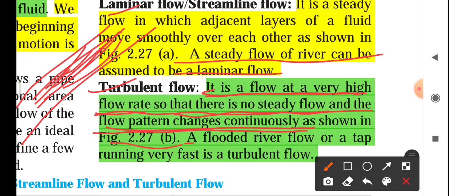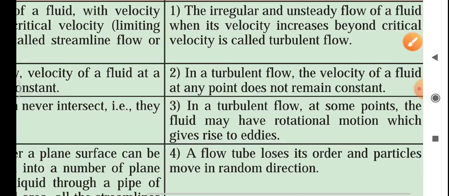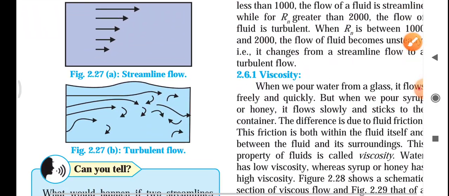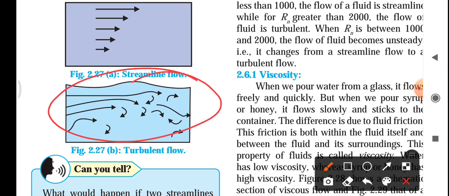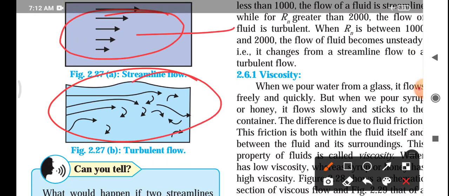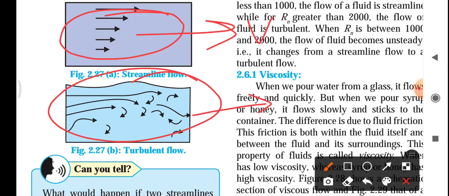Just now we have seen a flooded river flow or a tap running very fast in a turbulent flow. जे मुव्हिंग आहे, टर्बुलन्स आहे तो खूप जास्त आहे, इथं डिस्टर्बन्स खूप जास्त आहे, इथं डिस्टर्बन्स कमी आहे. हा कॉन्स्टंट वेलॉसिटीनं मूव्ह होतो, हा नॉन कॉन्स्टंट वेलॉसिटीनं मूव्ह होतो. वेलॉसिटी चेंजेस हिअर. हिअर वेलॉसिटी इज कॉन्स्टंट. हिअर फ्लो लाईन्स कॅन क्रॉस each other. Here flow lines cannot cross each other.